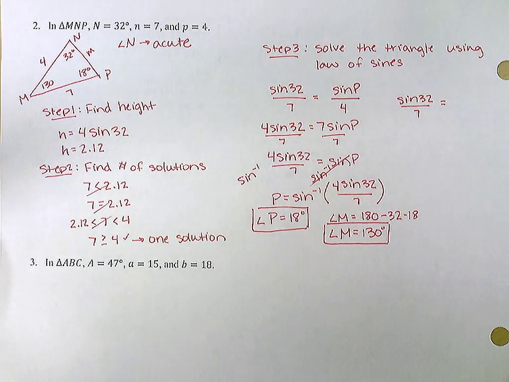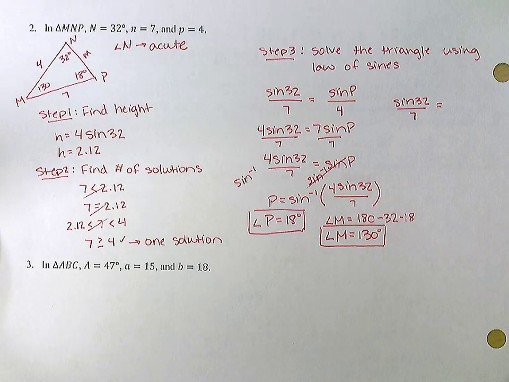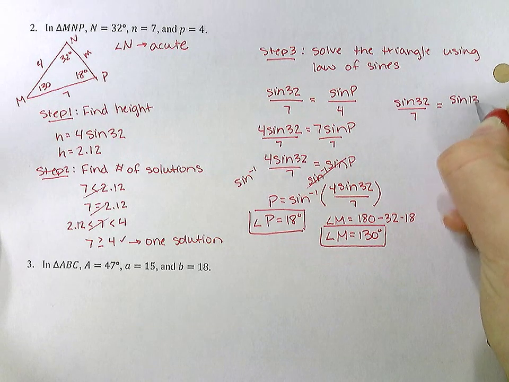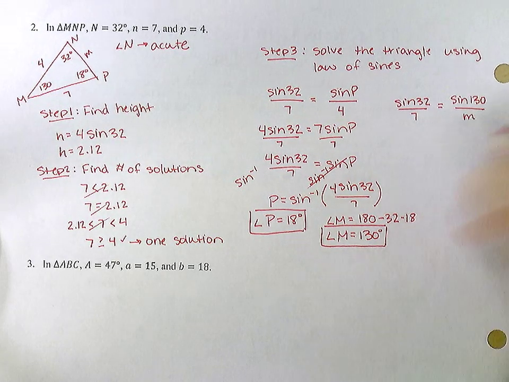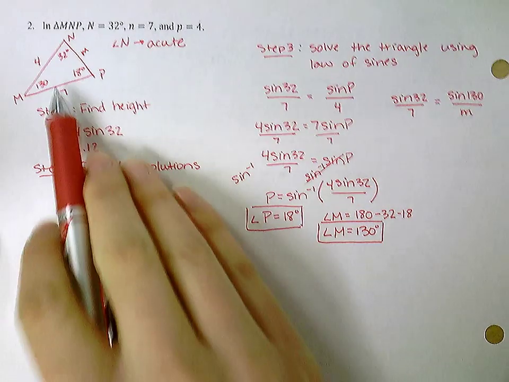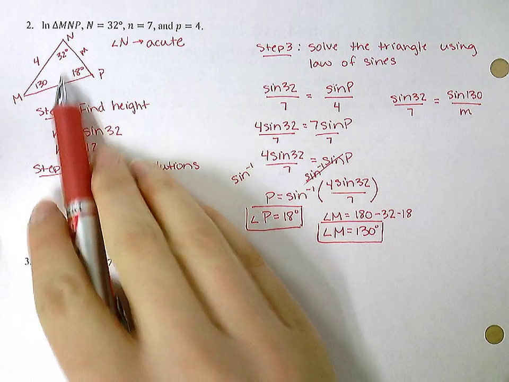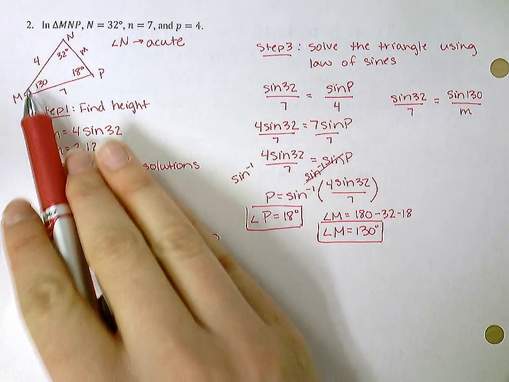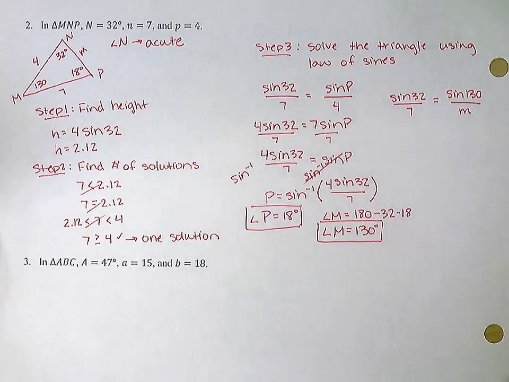Okay, that's equal to what? 130. Okay, that's what we did yesterday. We solved for a side using law of sines. So take the angle you're given, sine of the angle you're given over its opposite side, equal to sine of the other angle over the side you're trying to find.